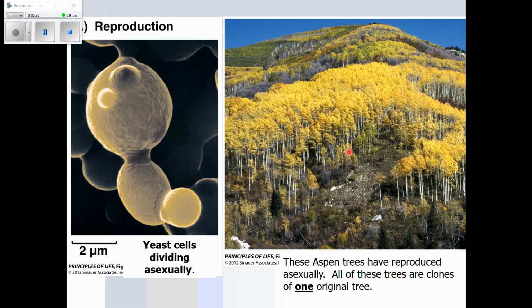And what's happening in this case is a single tree is spreading out its roots underground. Some of those roots are sprouting brand new trees, genetically identical, and then the new trees spread their roots out and sprout new trees, and so on and so on, until an entire forest of clones is created from the one original tree.